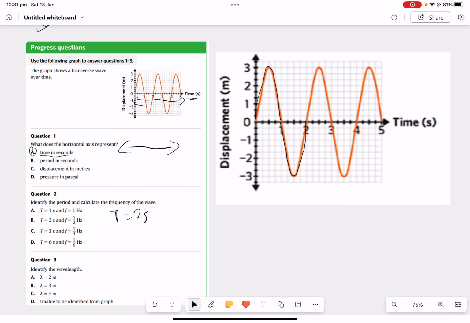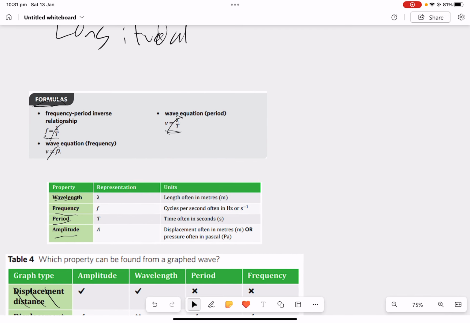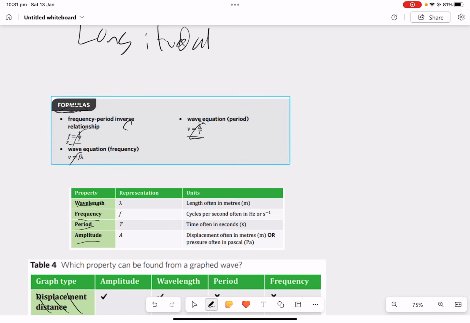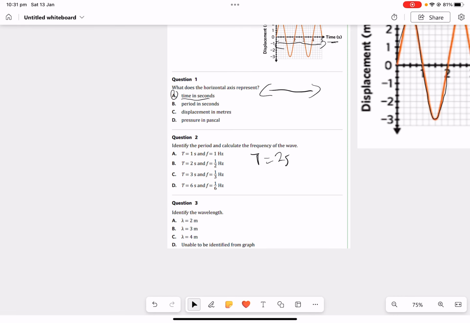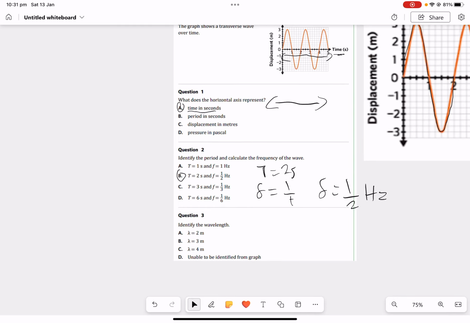Now for our frequency, we know with our formulas that f is equal to 1 over T because they're inversely proportional. So I can write here f is equal to 1 over T, which means f is equal to 1 over 2, and we would write that in hertz. And that means it must be B, because T is equal to 2 and f is equal to 1 over 2.